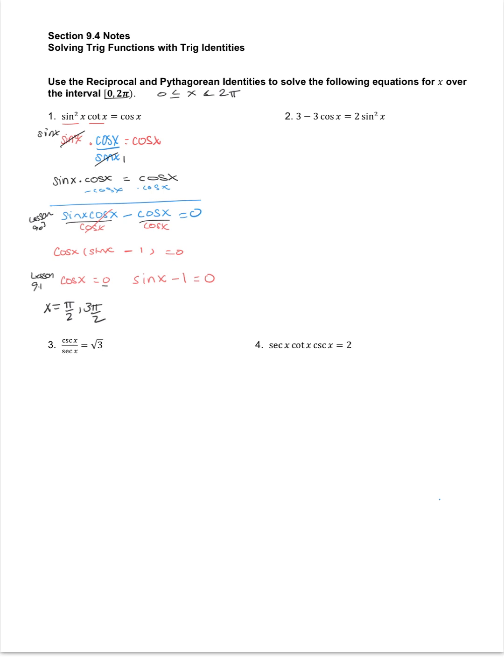So this other side, we're going to set it equal to 0 and solve for sine x. So now we're at sine x equals 1. Where is that angle where, when we take sine of it, it's equal to 1? Well, that is also at pi over 2. Don't need to do this one because it's repeating over here. And so these two are your solutions.